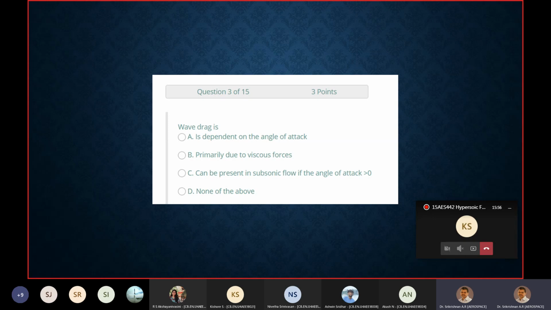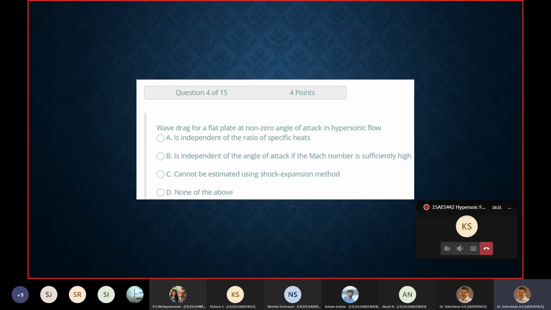And certainly it cannot be present in subsonic flow because the formation is because of oblique shocks and expansion fans. We know there is no such physics in subsonic flow where you can have such an expansion fan or a shock. So it cannot be present in subsonic flow even if there is angle of attack. None of them is not correct because the first one is applicable anyway. Is that okay? Shall I move forward? Yes, sir. Yeah.